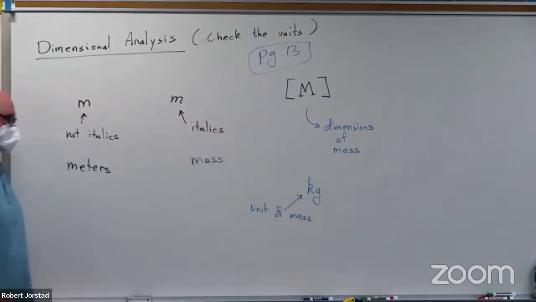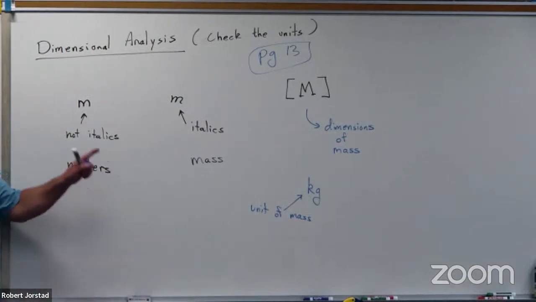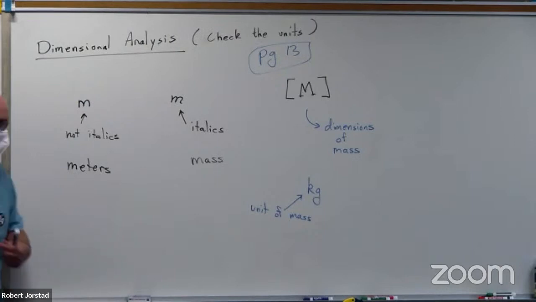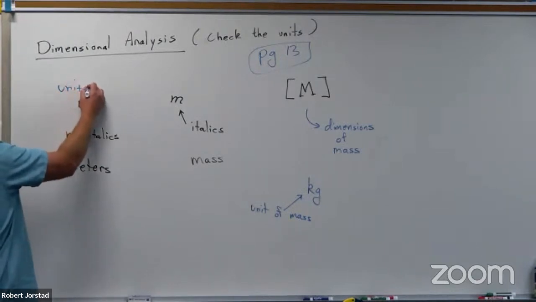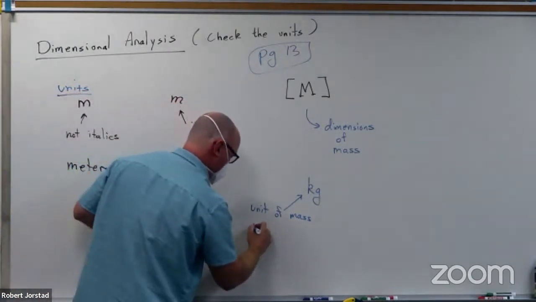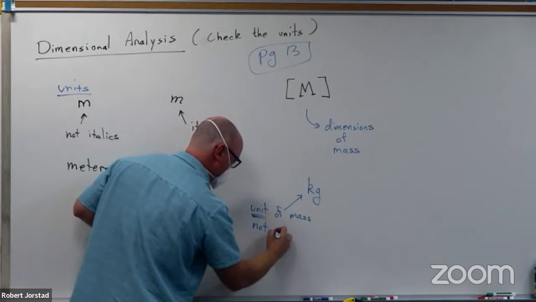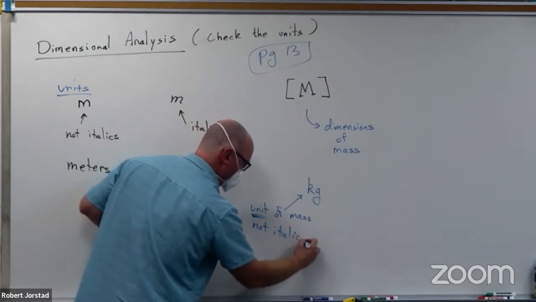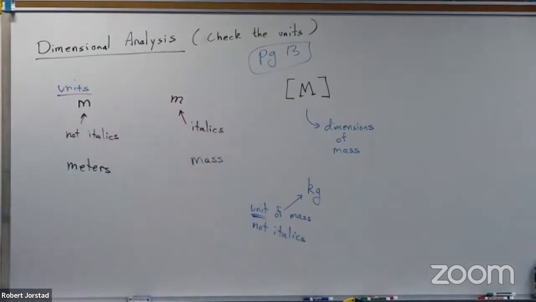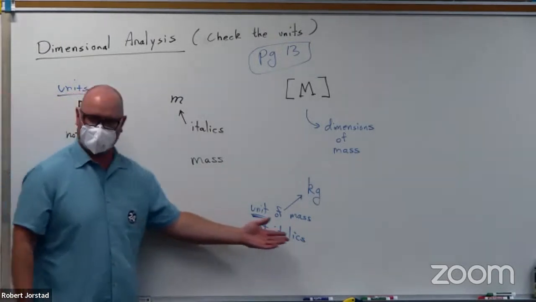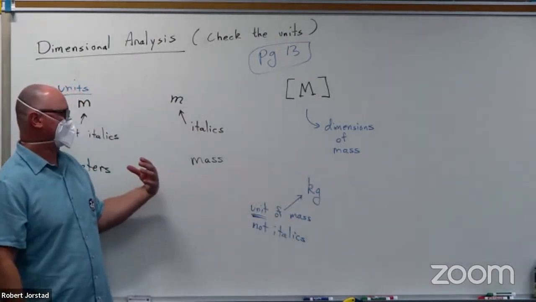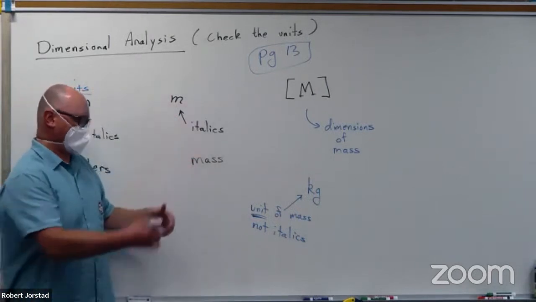Take a guess. Do you think that kilogram should be italicized or not italicized based on your life experience? Not italicized. Units are not italicized. I will remind you of this in lab. That's usually where we address this. But just so you know, units, generally speaking, are never italicized, and variables are. This is a variable.